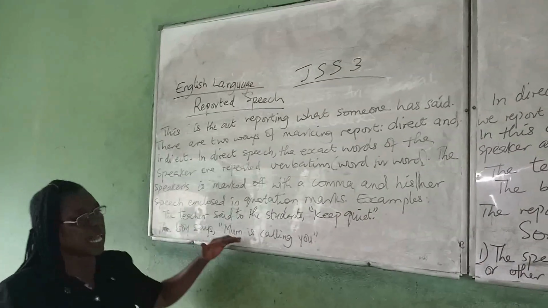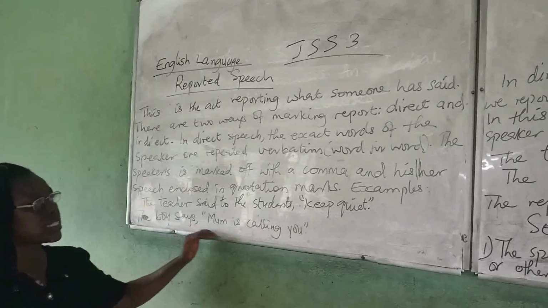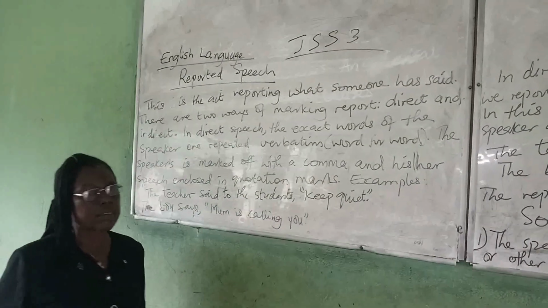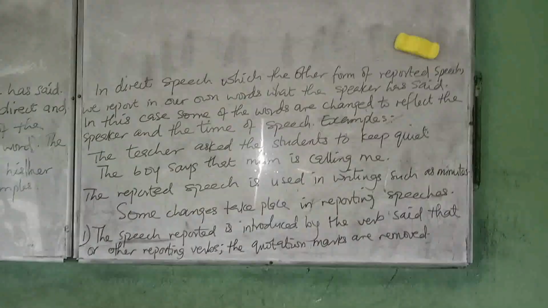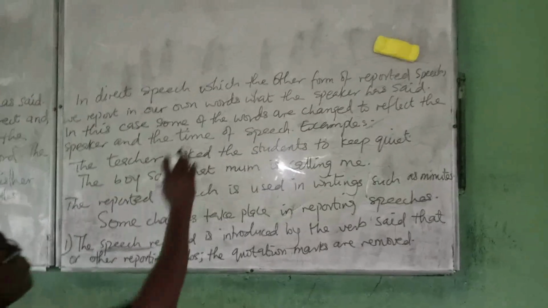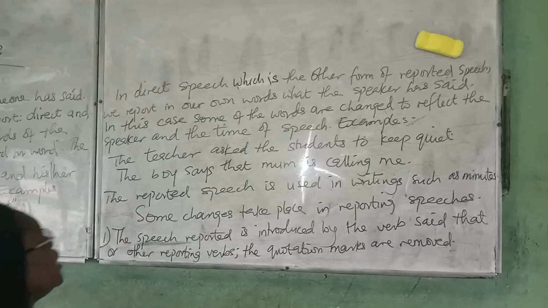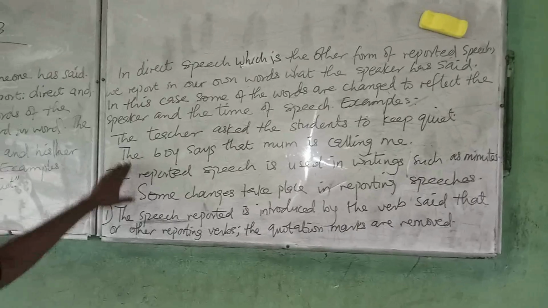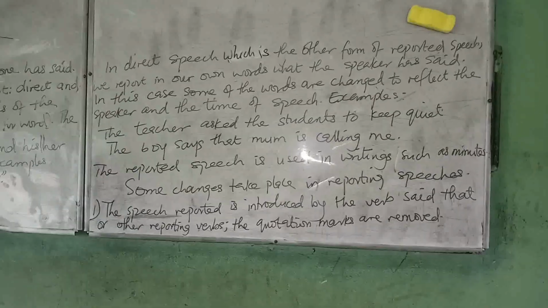But when we come to indirect speech, there are many changes. We now go to those changes for us to understand how we do the indirect speech, or the report in the indirect form. In indirect speech, which is the other form of reported speech, we report in our own words what the speaker has said. So in this case, some of the words are changed to reflect the speaker and the time of speech.